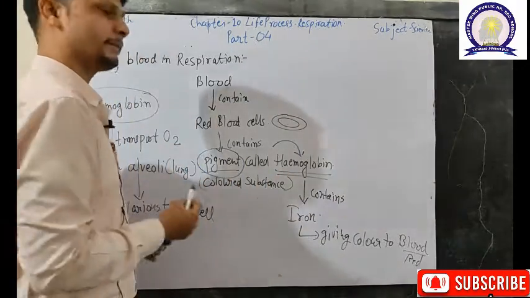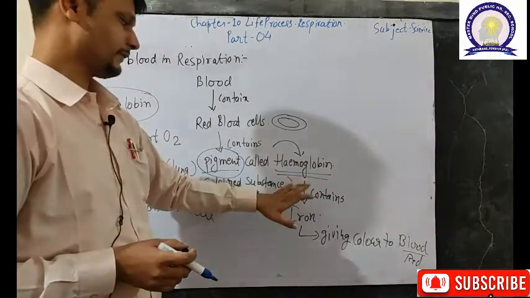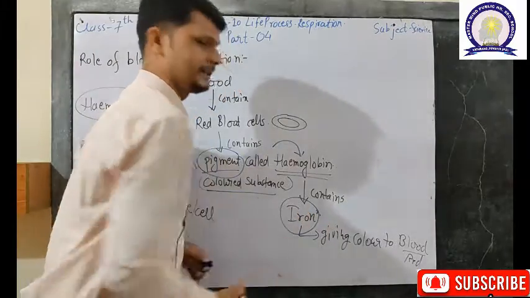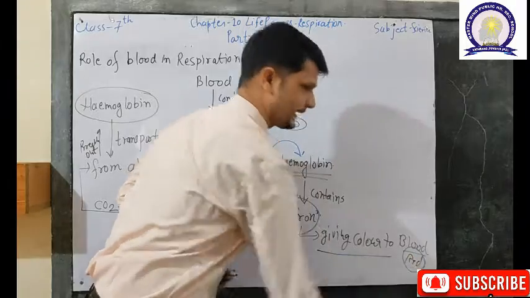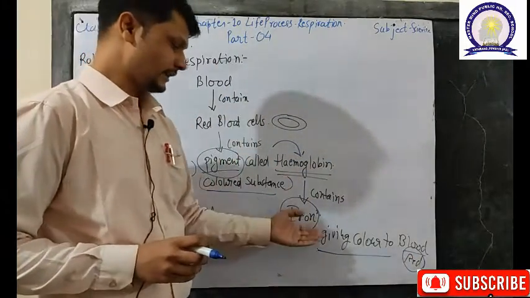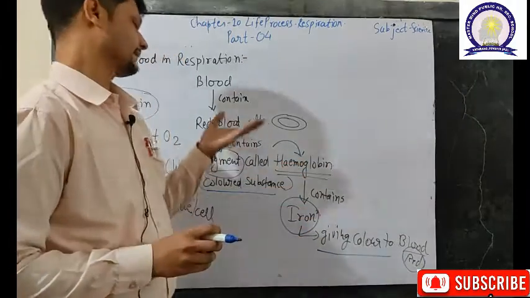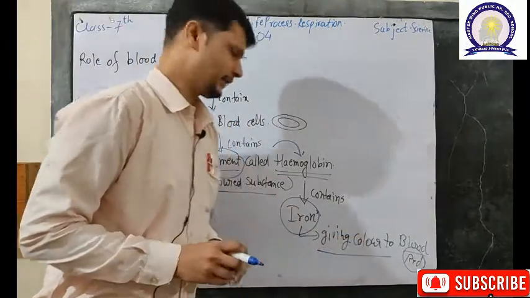It is a pigment because it is a colored substance. And here we know that hemoglobin contains a special type of iron ions. So iron ions give the blood its color, which is brick red. So human blood is dark brick red because of the iron contained inside the hemoglobin, and hemoglobin is contained inside the red blood cell. So this gives the blood its red color.